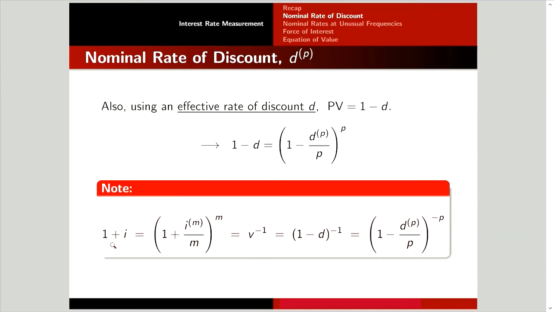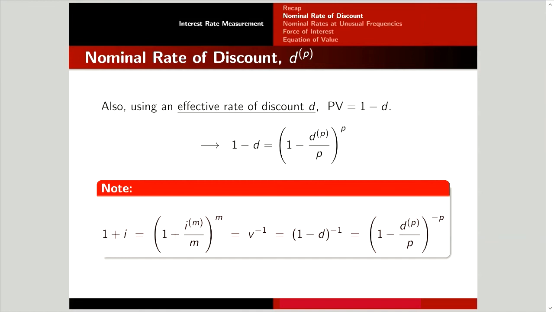Like this, 1 plus i. This is accumulating to time 1. And then, we know the relationship of 1 plus i and the v. Right? It's 1 plus i equals v to the negative 1. And v is equal to 1 minus d. Then we just copy the negative 1 here. And then 1 minus d, we're able to relate 1 minus d to d upper p. It's like this one. Okay, so kinopya lang natin. And then we just copy the negative 1 here.